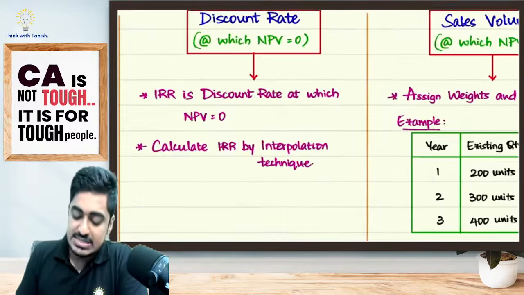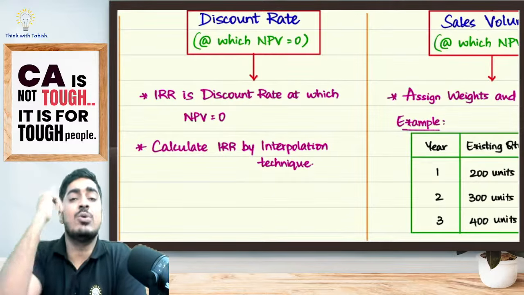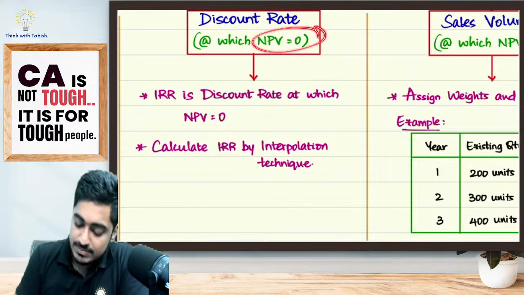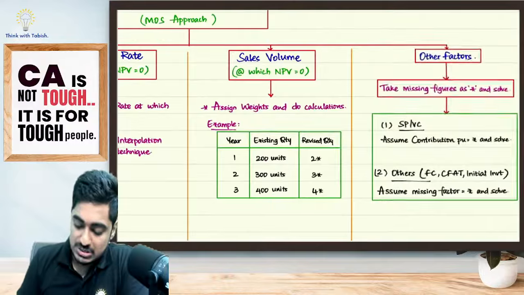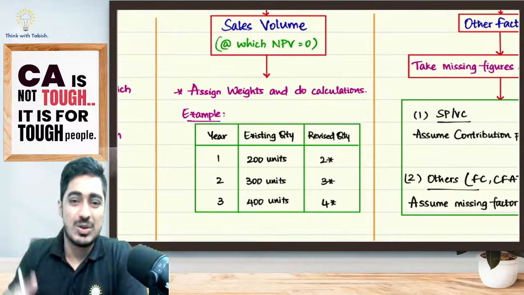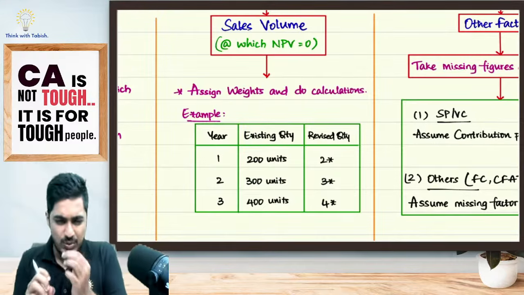Okay, boss. What should the discount rate be so that my NPV becomes zero? I will be calculating my IRR using my interpolation technique. Okay, boss. Next comes sales volume. This one more example was there. I have not taken this, but quickly I will tell.